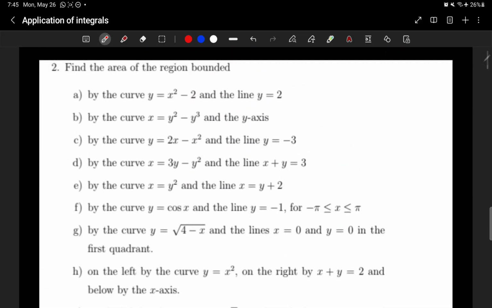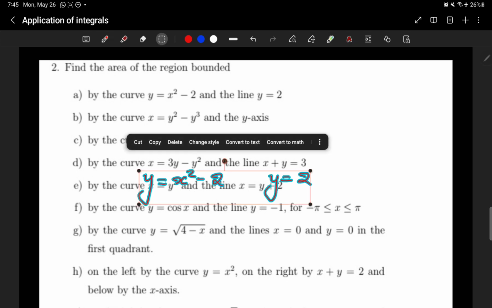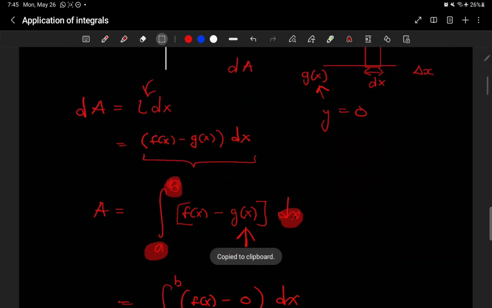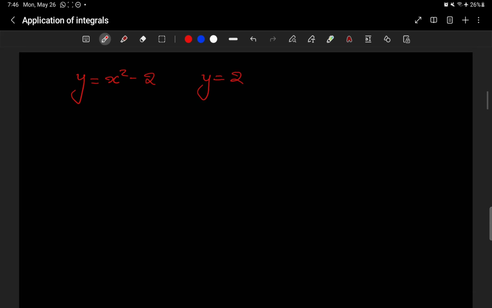Let's pick an example from here and see how we work it out. Let's go with the first one, where we have y equals x squared minus 2, and the line y equals 2. I'm going for the area bounded by the two curves. As you can see, the first step is always to try to sketch or picture the problem. So how do we sketch these? All I know is that y equals x squared minus 2 has to be quadratic, and seeing that x squared is positive, I know my quadratic is curving upwards.